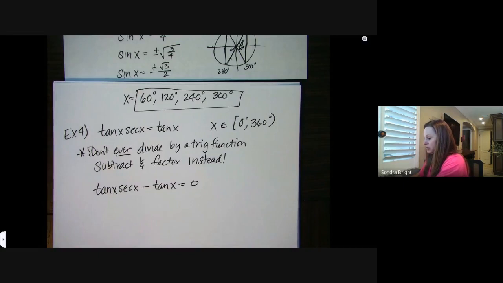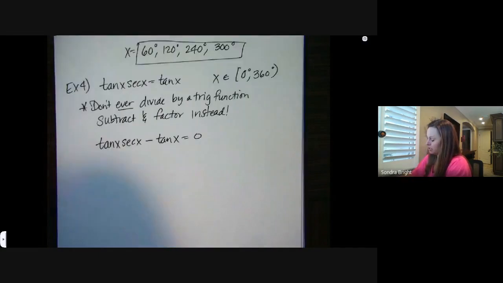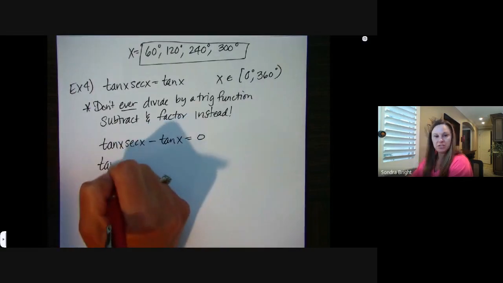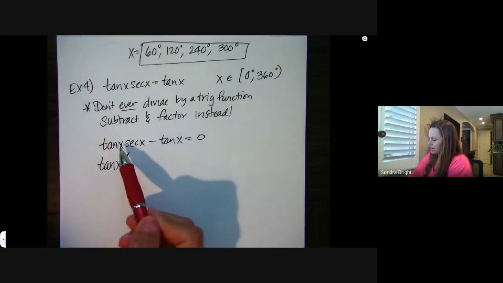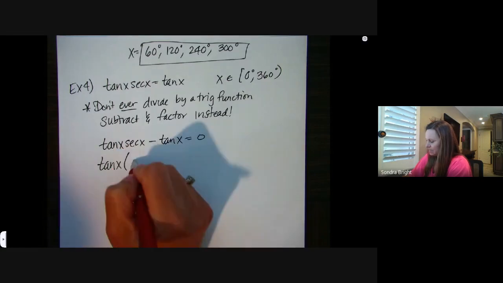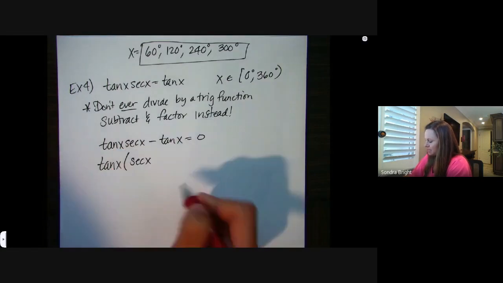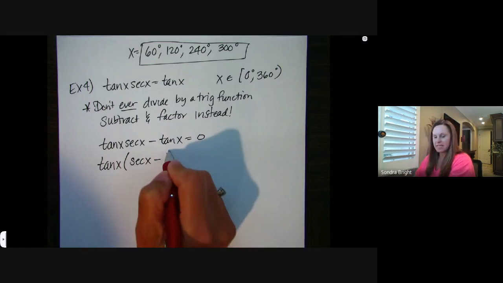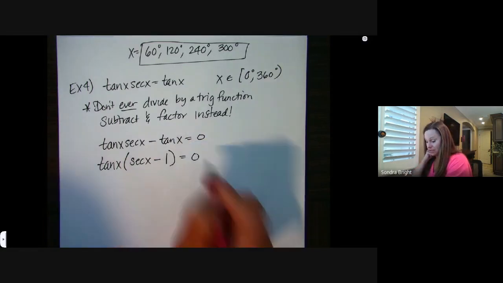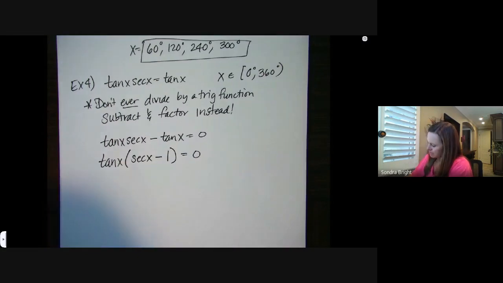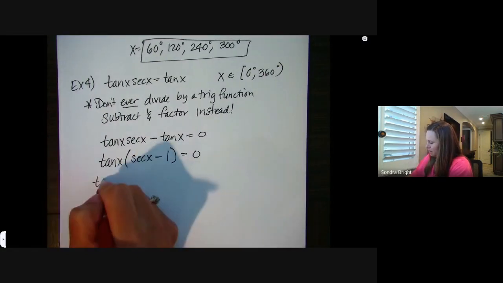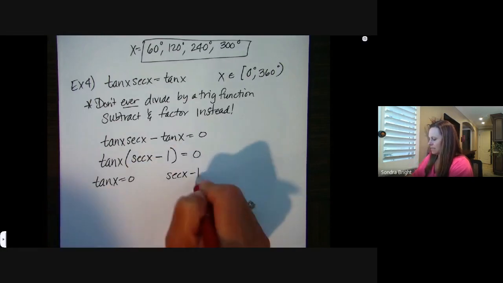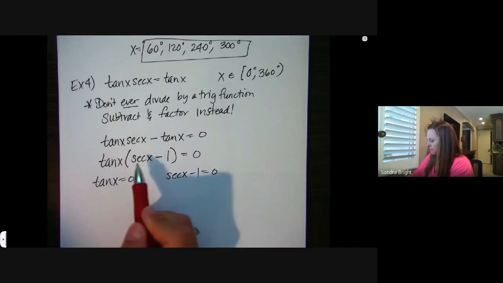Okay, subtract and factor. They both have a tangent in common. So you have tangent of x, I'm going to factor it out of both of these terms. Tangent times secant will give me tangent times secant, and tangent times negative 1 will give me minus tangent. So I factored out the tangent, and then you set each factor equal to 0: tangent of x must equal 0, or secant of x minus 1 equals 0.